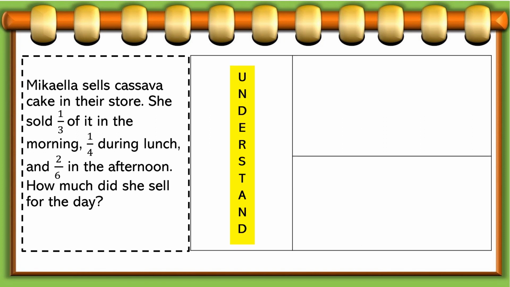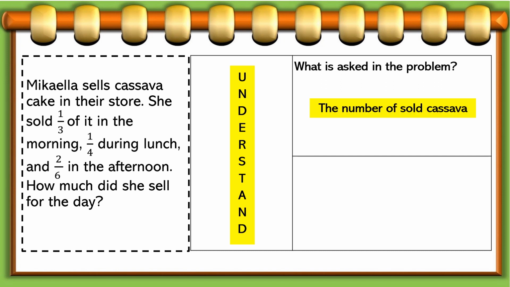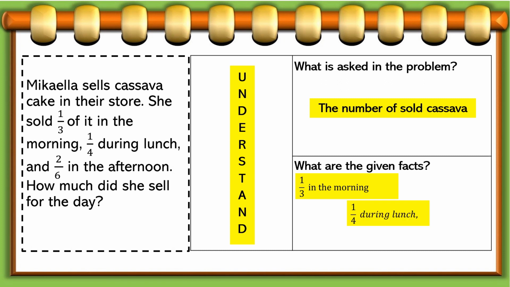First, we're going to understand by analyzing what is asked in the problem. Let's write the number of sold cassava. Then, what are the given facts? There are 3 given facts. 1/3 in the morning, 1/4 during lunch, and 2/6 in the afternoon.